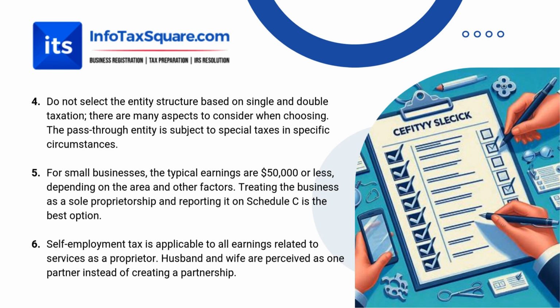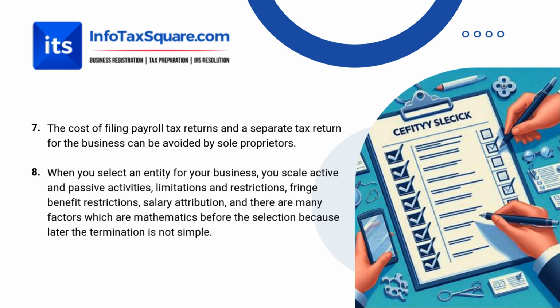Number 6. Self-employment tax is applicable to all earnings related to services as a proprietor. Husband and wife are perceived as one partner, instead of creating a partnership. Number 7. The cost of filing payroll tax returns and a separate tax return for the business can be avoided by sole proprietors.